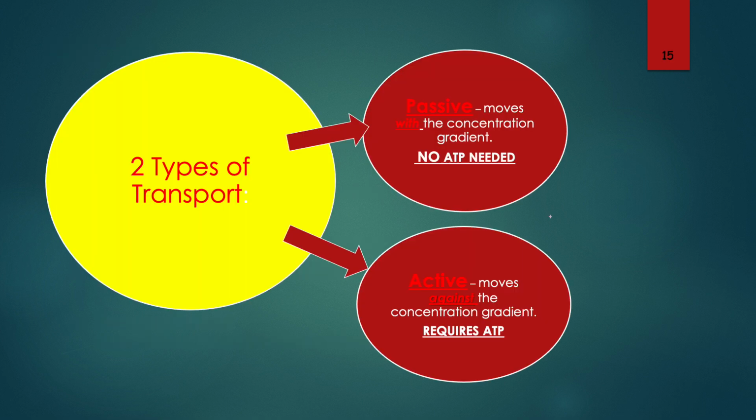There are two types of transport across the cell membrane, passive and active. Passive transport moves with the concentration gradient, and it does not require ATP. Active transport moves against the concentration gradient, and it requires ATP.